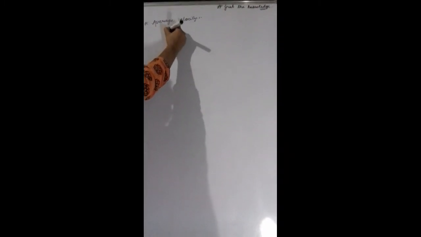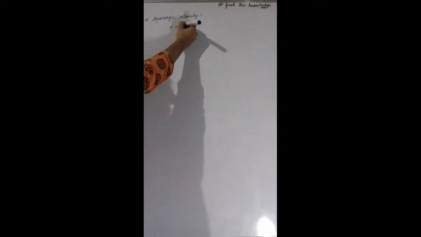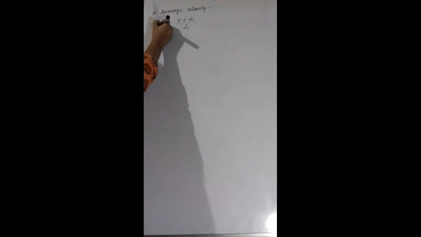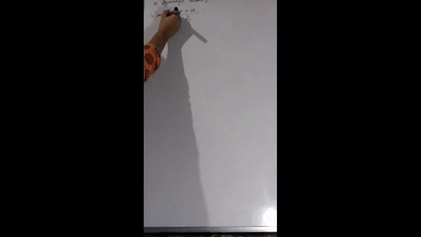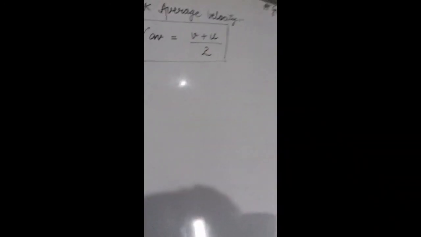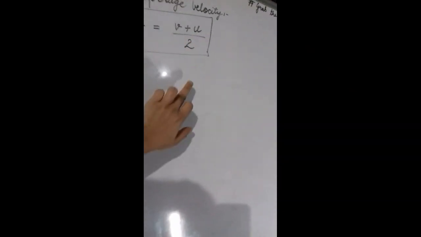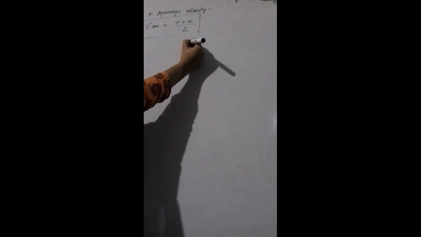Now an important formula used in class 9 is that of average velocity, which is given by final velocity plus initial velocity divided by 2. Here capital V is for velocity, small av for average. So average velocity means v_av is equal to v plus u upon 2.